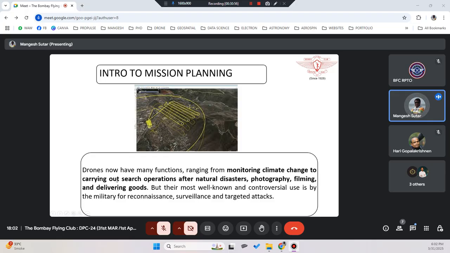So we normally used to call it mission planning, or planning. Drones were initially, or primarily, used by the military for this kind of activity: surveillance, targeted attacks, or reconnaissance. We have seen this in the Israel war with Lebanon, as well as the Ukraine and Russia wars which are currently going on. So a lot of times we'll see all these terms coming up.